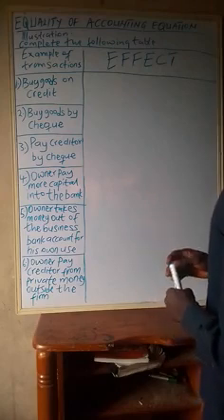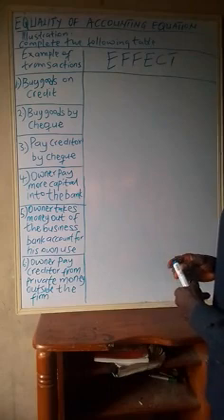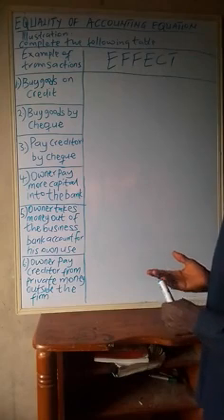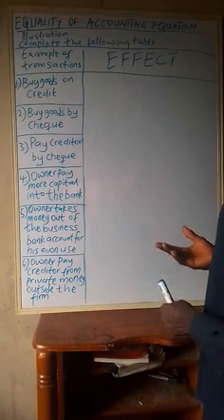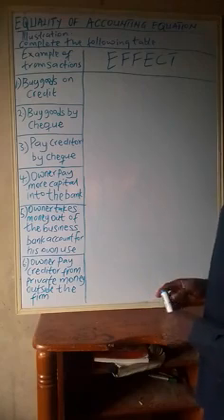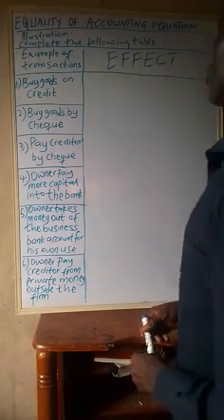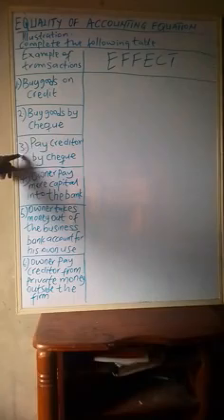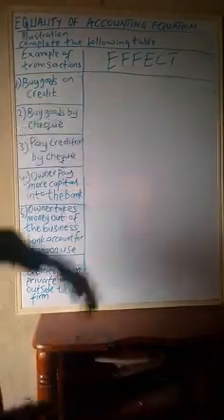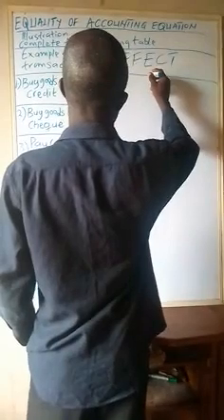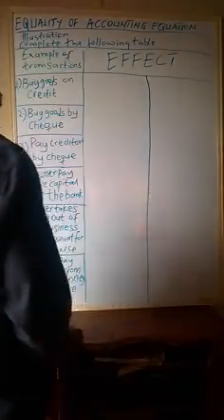But today we are covering equality of accounting equation, and this is the underlying principle that guides the double entry principle. So we are looking at this small illustration. Complete the following table. Examples of transactions are 1, 2, 3, 4, 5, 6. We're going to complete the table. Let me divide the table into 2.